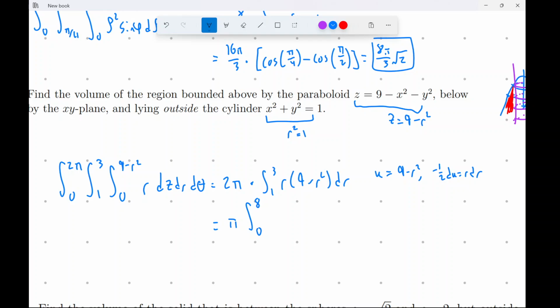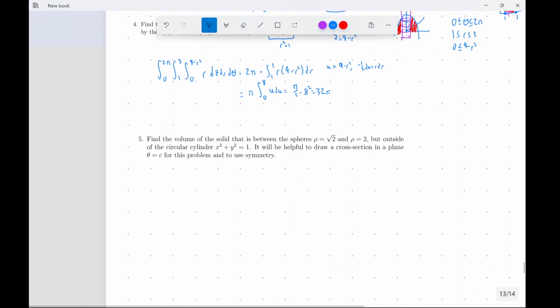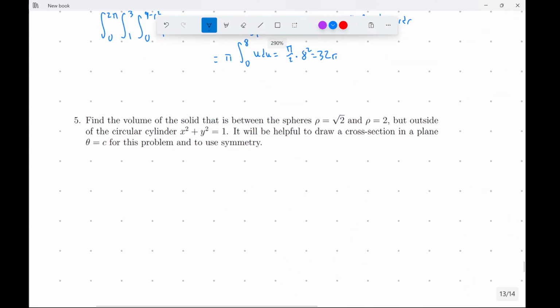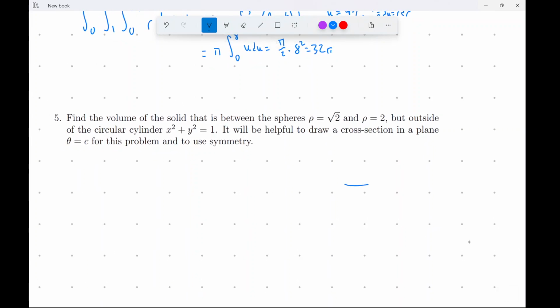And that'll just be u du. And so that's easy. That's pi over 2 times 8 squared, which is 32 pi. Yay. Okay, that's that one. Let's move on to number 5, where we want to find the volume of the solid that is between those two spheres outside of that circular cylinder. Okay, so let's draw this.